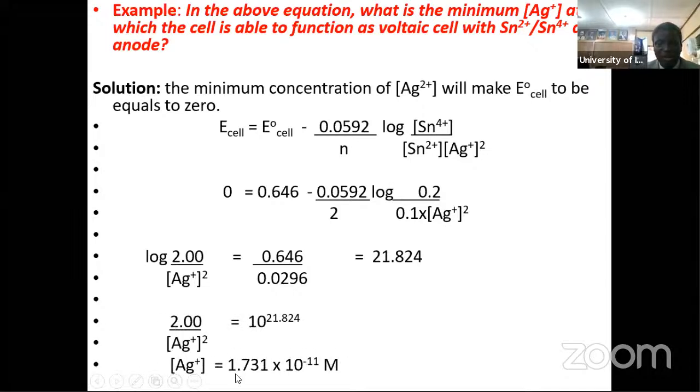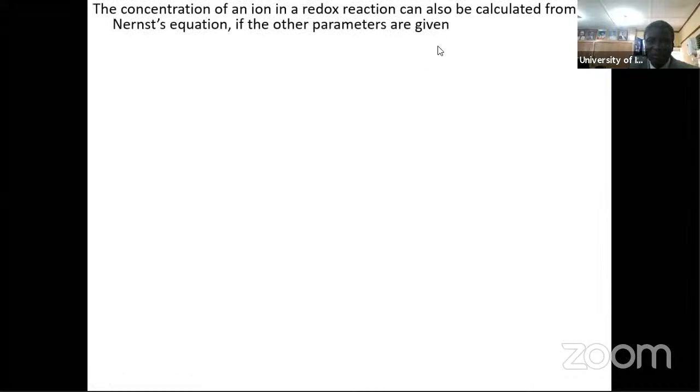Your Ag plus must be 1.731 times 10 raised to power minus 11. So for that reaction to be spontaneous, to be a galvanic cell, that means the concentration of your silver must be at least this. Anything less than this, that means that reaction will not happen. So you have to apply electricity to make that reaction happen if the concentration is below this. So that's another example.